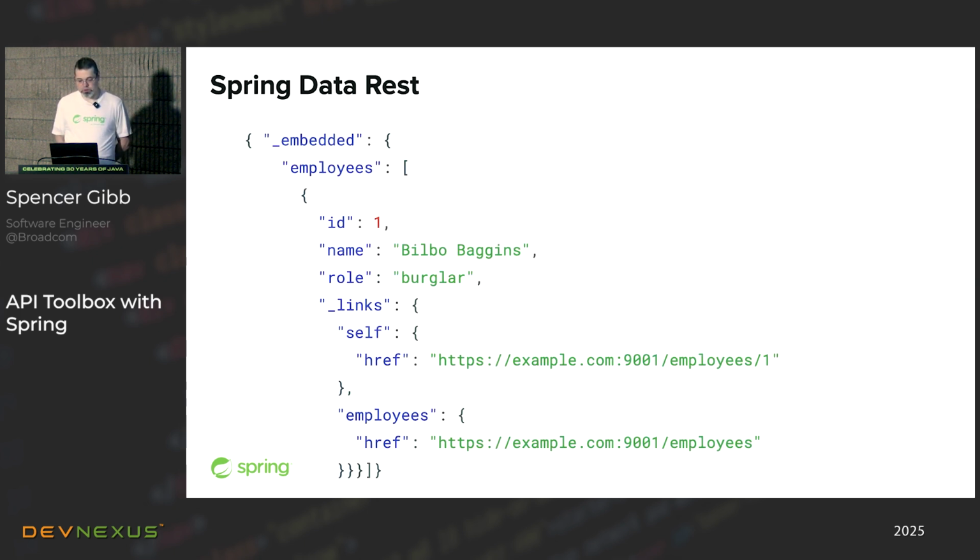So Spring Data REST might give you something that looks like this, right? And you can see those links. This is just a list of all employees, but for each employee, it gives you a link directly to the individual employee. So super useful to get up and running fairly quickly.